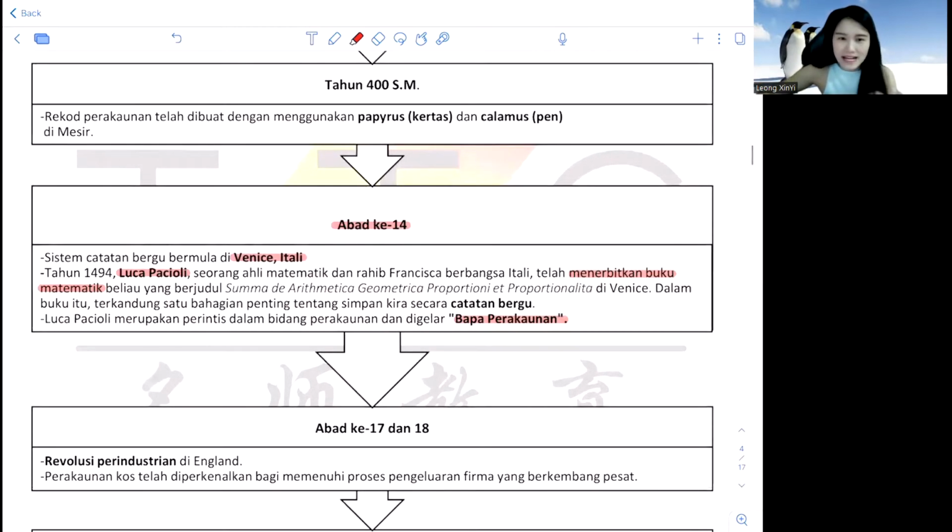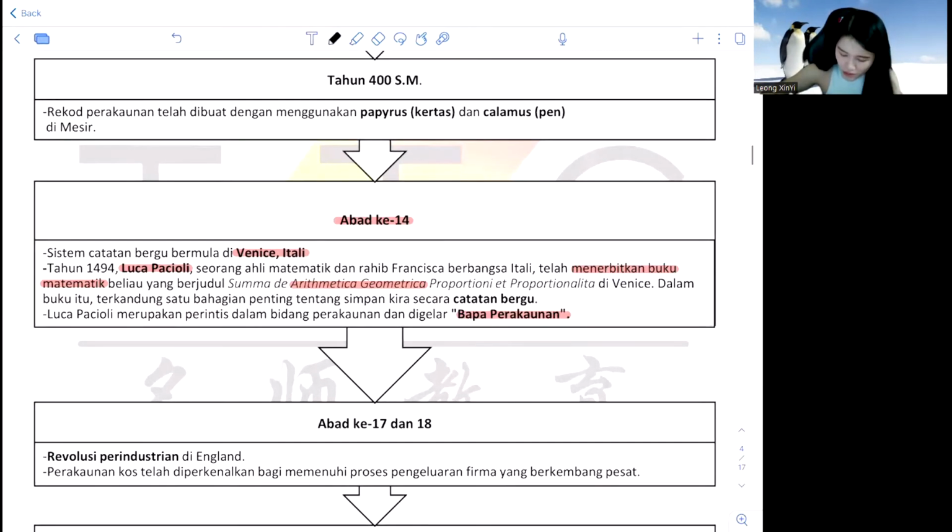So here, what else do you need to remind yourself of whenever answering for sejarah? Maybe they might ask you about the name of the book. So if they ask you about the name of the book, maybe you can remember by these 2 center words, arithmetica and geometrica. Okay, so that is the center name of them because the full name of the book is called Summa di Arithmetica Geometrica Proportioni et Proportionalita. Okay, which I feel is not really that important for you to remember the whole name. So just the center few words you just recognize it will do. No need to memorize also.